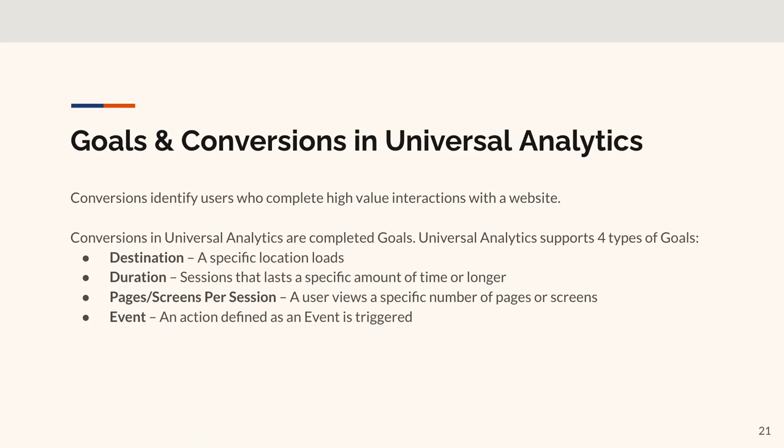Duration, where a session lasted a certain amount of time or longer. Pages or screens per session, anyone that had more than 2 pages per session. Or event, where a specific event was triggered. Those are the 4 things that were supported under Universal Analytics. And as you can see, 2 of those line up with those key metrics almost one for one.